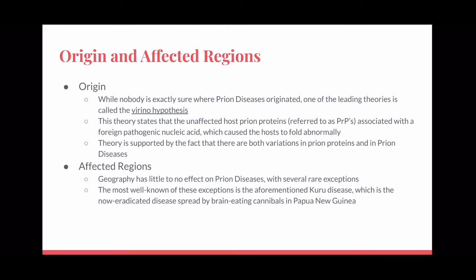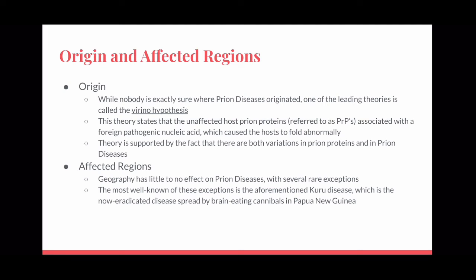And this theory is supported by the fact that you can have variations in both prion proteins and similar variations in prion diseases. So in terms of affected regions, geography has little to no effect on prion diseases, since it has to do with brain proteins and brain cells, with several rare exceptions, the most known being the aforementioned Kuru disease, which we discussed earlier, which is now eradicated because it had to do with brain-eating cannibals in Papua New Guinea, and ritualistic brain cannibalism is now outlawed.